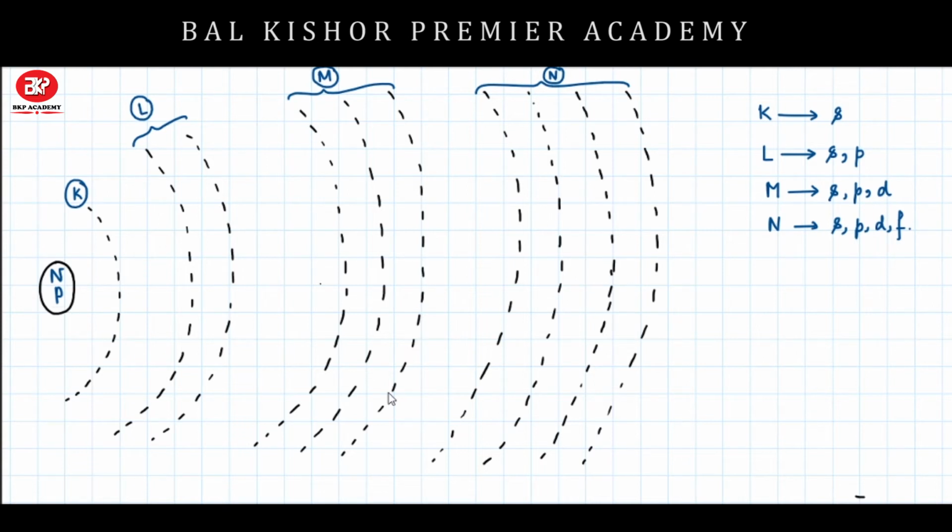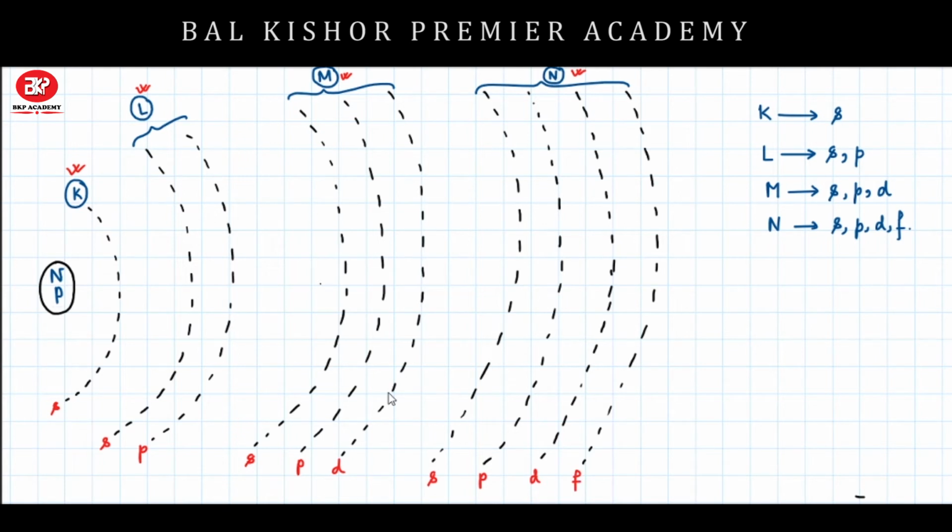So you can see that we have denoted here the subcells. In the K energy level, we are having only one subcell. Similarly, in the L energy level, we are having two subcells, S and P. Inside the M energy level, we are having three subcells, S, P, D, and in the N energy level, we are having four subcells, S, P, D, F.